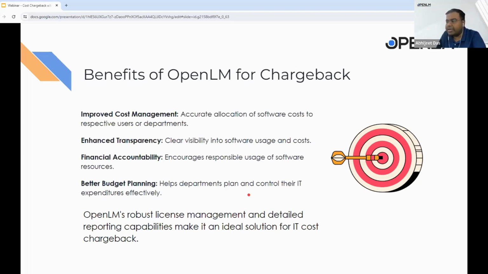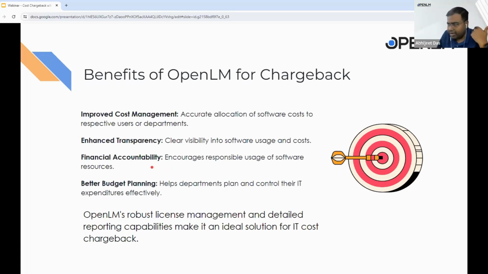management. Here you get accurate allocation of software cost to respective users or departments, because this is not based on the number of users. It is based on the usage. So you pay as per your usage. It is as simple as that. It enhances transparency, a very clear visibility, so no one will come complaining about why I have been charged this much, because you have the factual data that this was your usage in this entire period, and this is how the billing has been done.